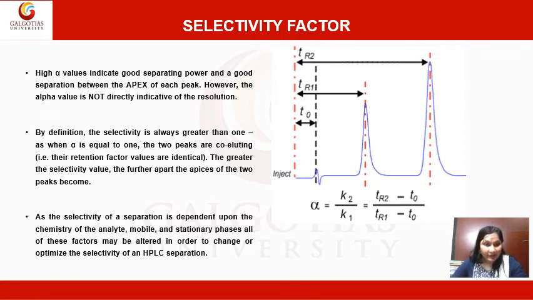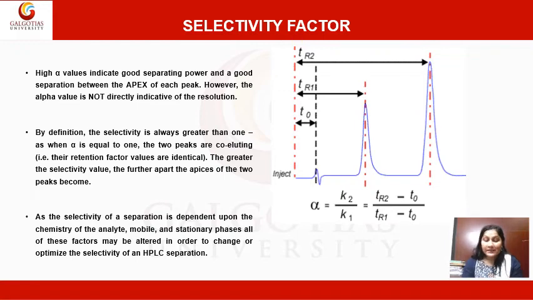As the selectivity of the separation is dependent upon the chemistry of the analyte, mobile and stationary phase, all of these factors may be altered in order to change or optimize the selectivity of an HPLC separation. Actually, what is selectivity? This is the ratio of your retention factors. If you are getting an alpha value of 1, it means the retention factor of peak 1 will be exactly equal to the retention factor of peak 2. What does it mean? That both the components are co-eluting, meaning they are eluting at the same time.